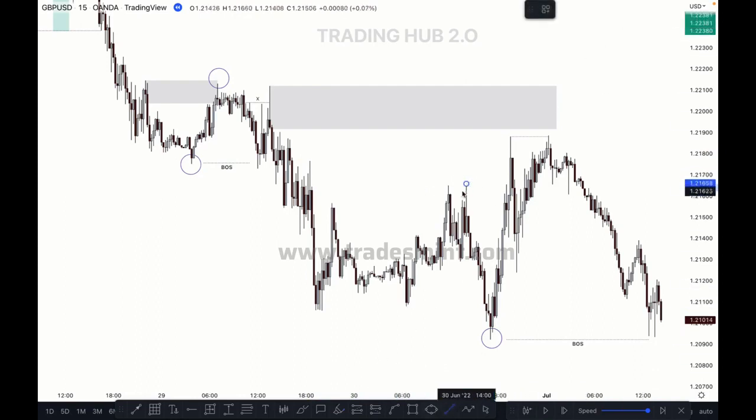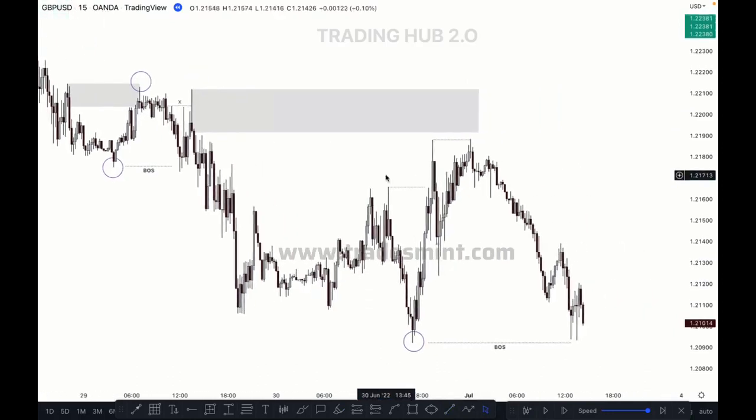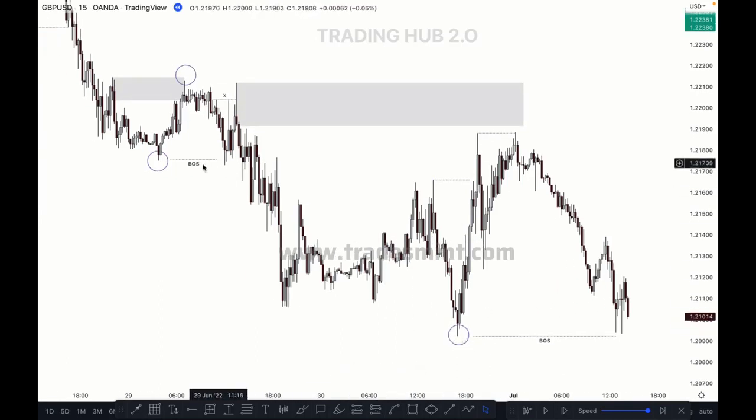Okay, so price must take out the inducement before the sell. Without inducement, price can't go higher or lower, correct? So the same thing applies here. As you can see, after this big drop, the market must take out this high, as you can see here. Then the market pushes downside. So this low is confirmed. So these things are all about structure.